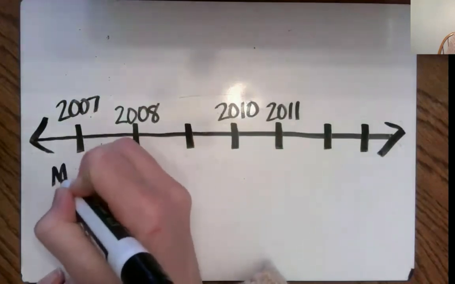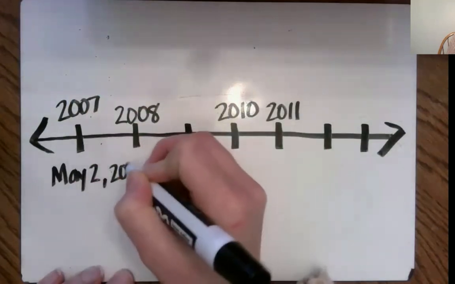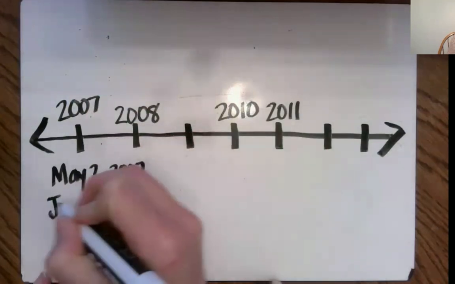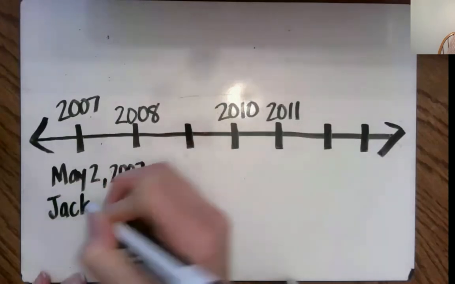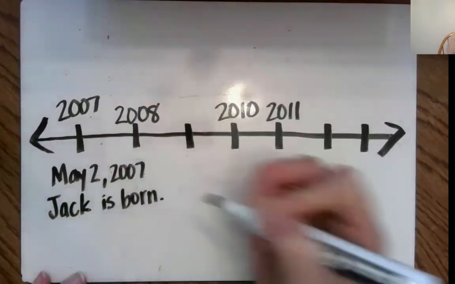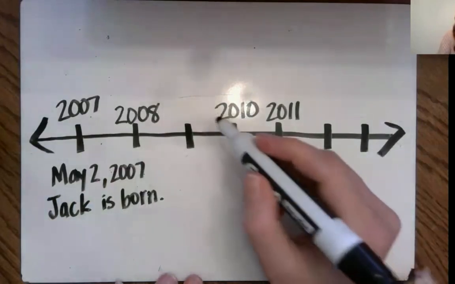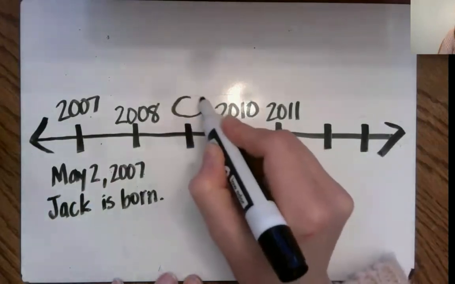And I'm going to write on my paper what they have on their paper. So May 2nd, 2007, Jack is born.